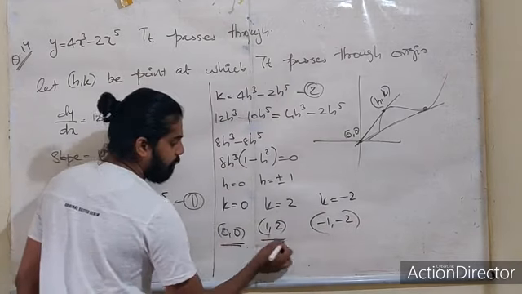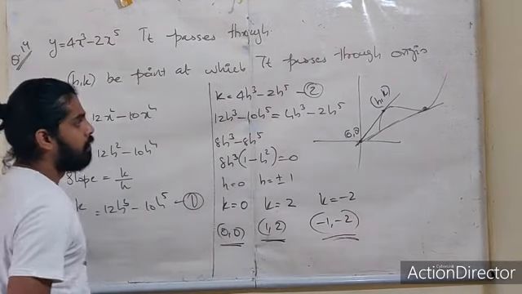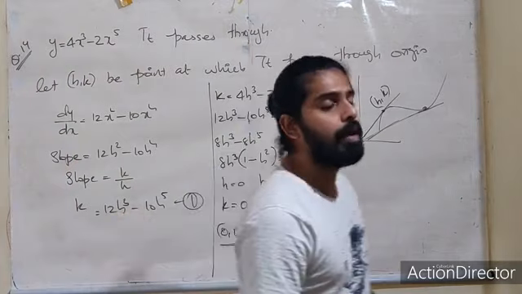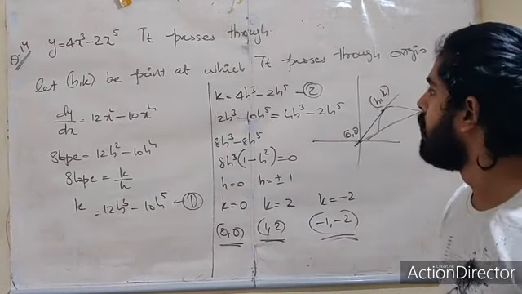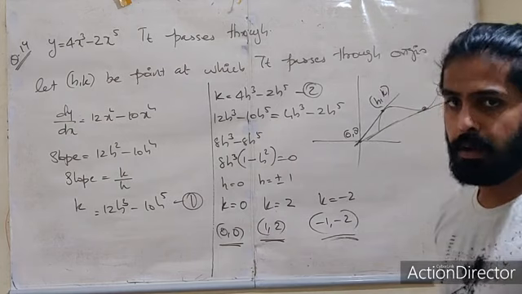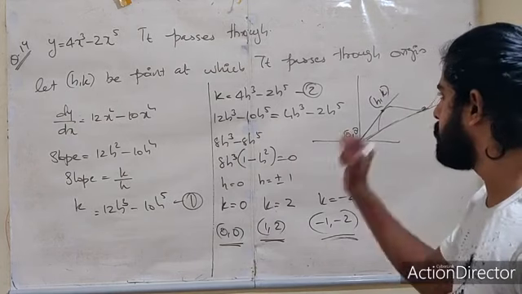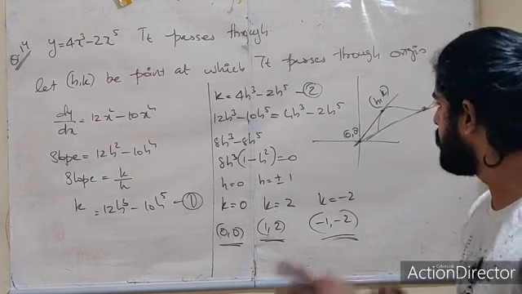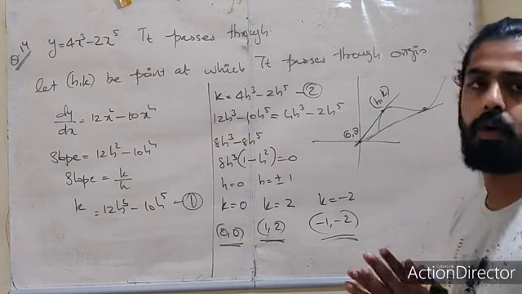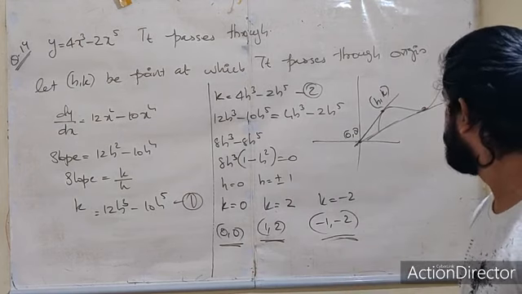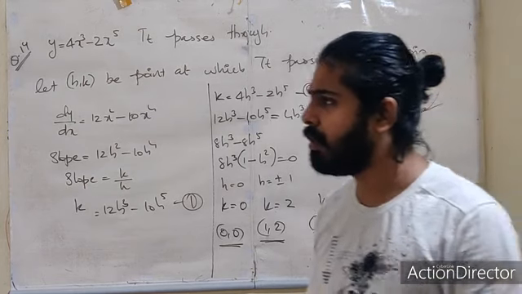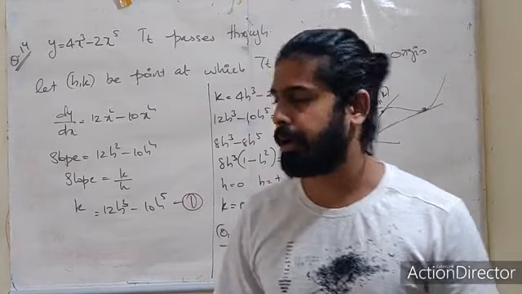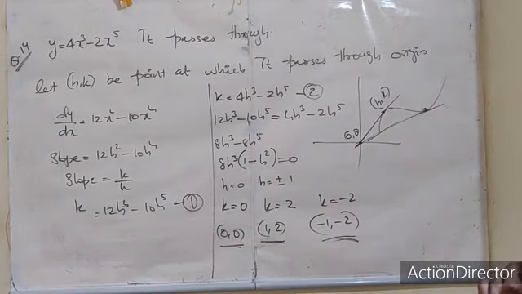So these are the points at which the tangent will pass through the origin. Like in this question and the previous question, the slope or the point, both of them is not given. Just the relation between slope and the point is given. We just found the point on the curve where it passes through the origin, or in the last question the slope was equal to the y coordinate. Okay, let's do the next question.